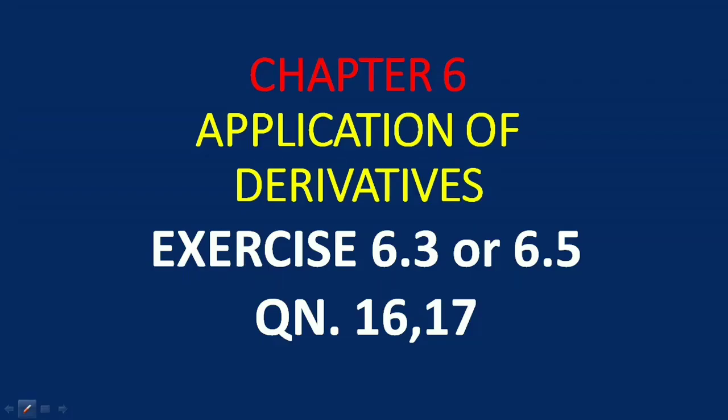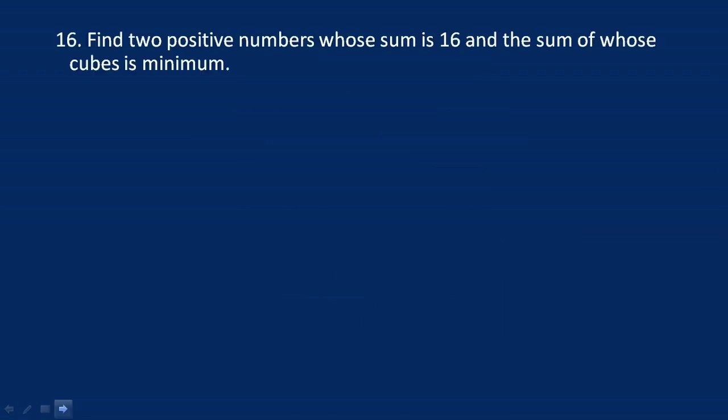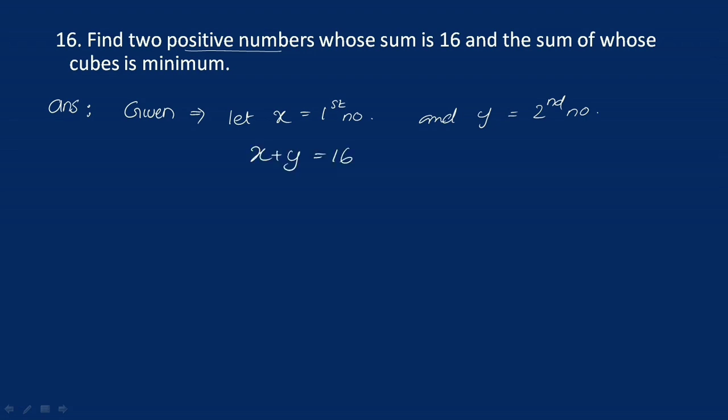Chapter 6, Application of Derivatives, exercise 6.3 or 6.5 in the previous textbook. Question number 16. Find two positive numbers whose sum is 16 and sum of whose cube is minimum. So we are given two numbers, let x be the first number and y be the second positive number. So we are given x plus y is equal to 16, that is sum is 16. So from this we can write y is equal to 16 minus x. Sum of whose cube is minimum.